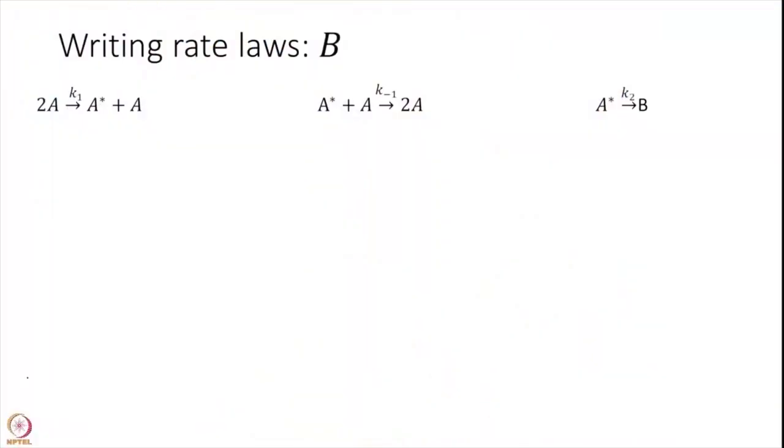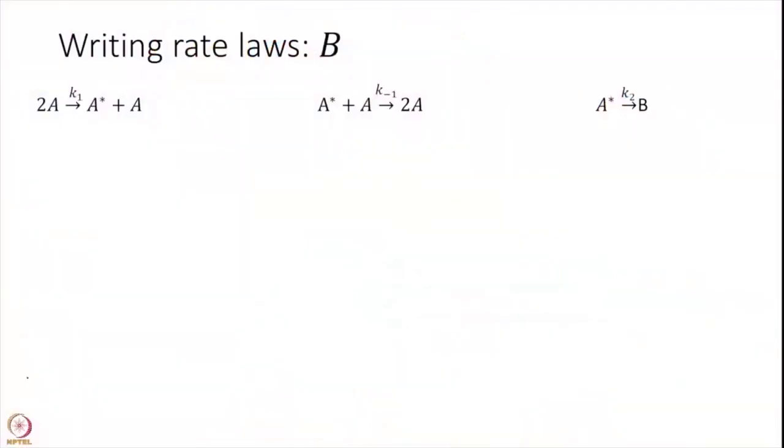So, we have three components here, A, B and A star. We will start with writing the rate law for B. Well, it will become clear why. It is the easiest to write. A star is next level difficulty and A is complex. So, we will go from easy to hard. So, let us start with B. Okay. So, here what I have already shown you are the three reactions: the forward reaction of the first step of the last slide, the backward reaction, and the third reaction A star going to B.